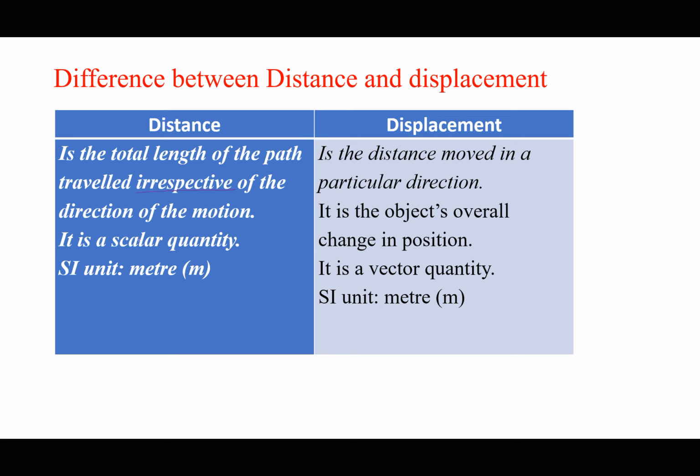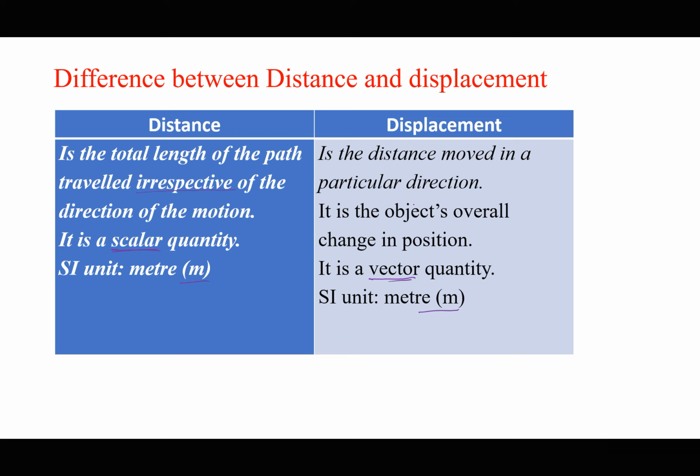And we know that distance is a scalar quantity. We don't mind about the direction of the distance. And displacement is a vector quantity. Of course, both of them are measured in meters because they are both lengths. So that is the difference between a displacement and distance. We can also say that displacement is the object's overall change in position. Overall change in position is what we call the displacement.